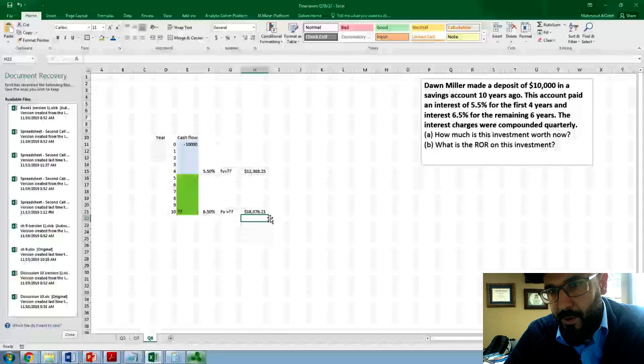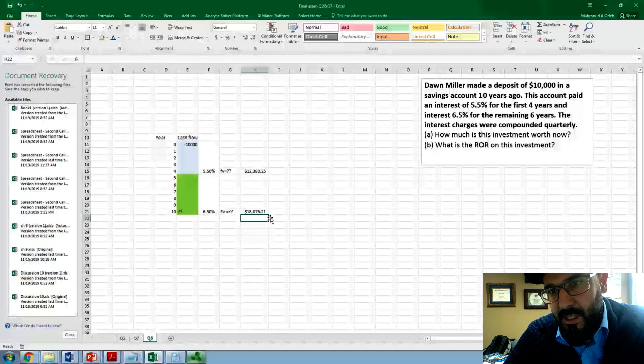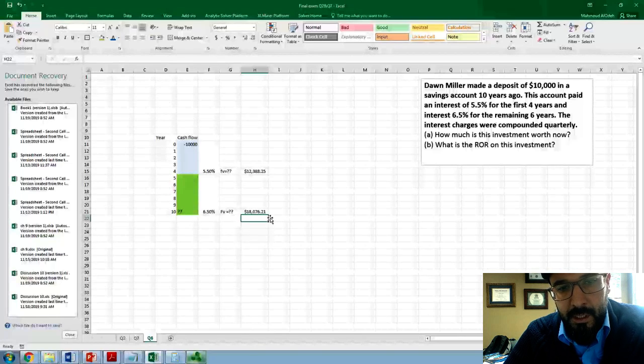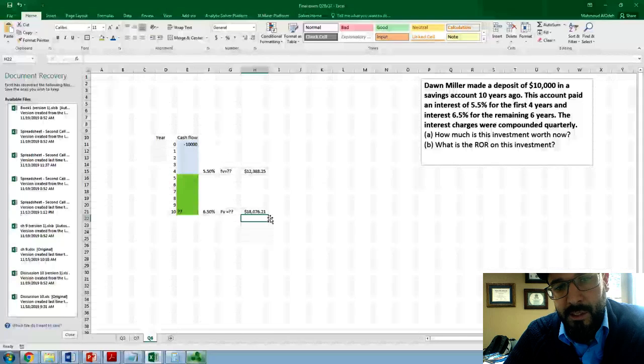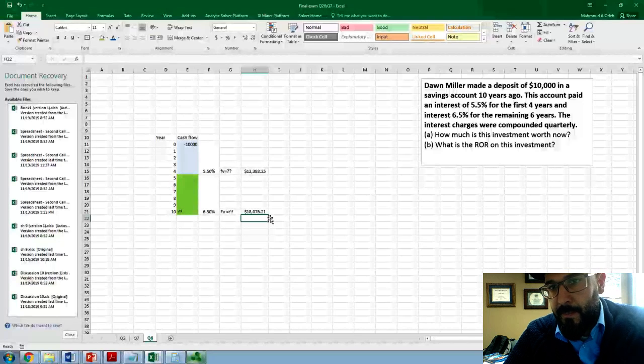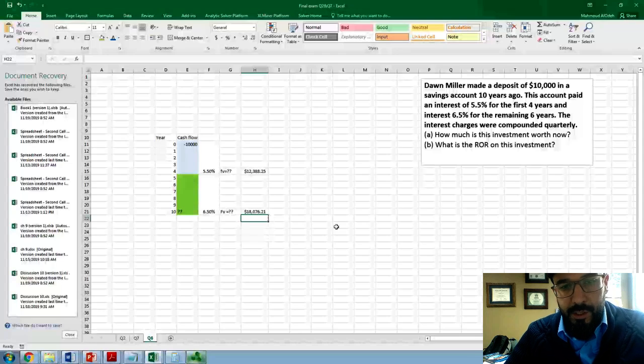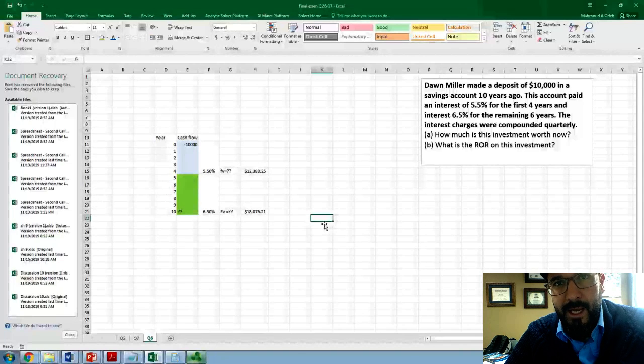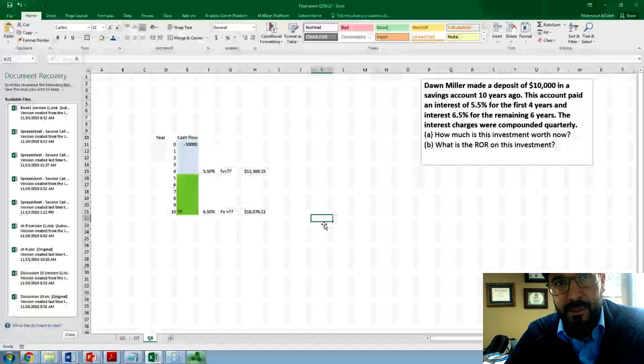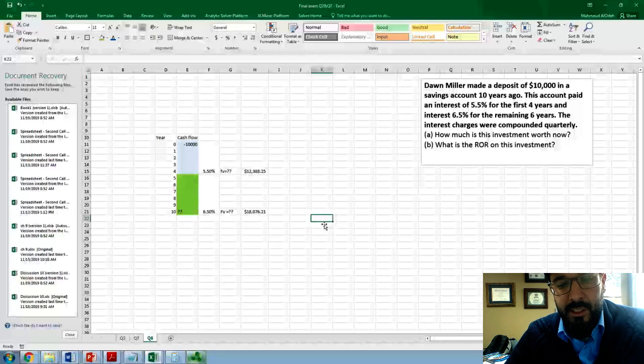So this is part A. How much is this investment worth now? That would be $18,076. What would be the rate on investment? This is a good question. The rate on investment, let's just go to the basics. What is the rate of investment? It is comparing what has been invested versus what has been generated in terms of profit.